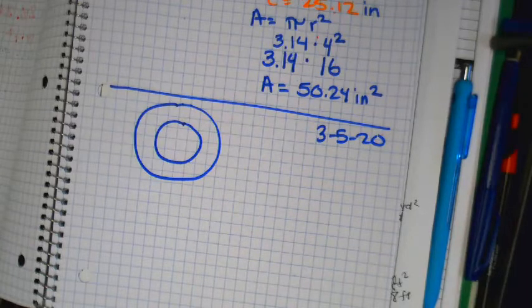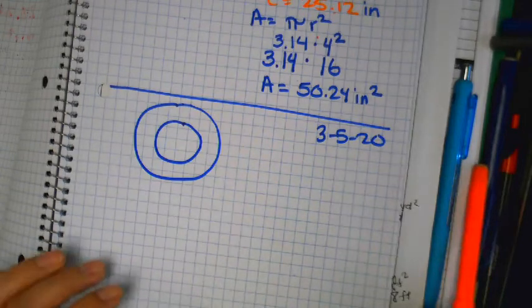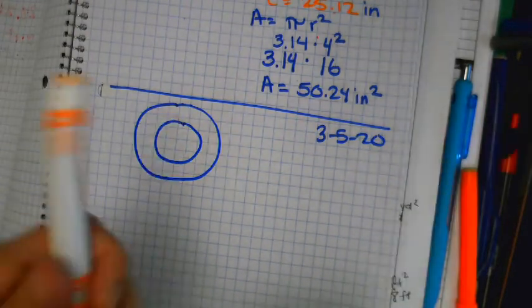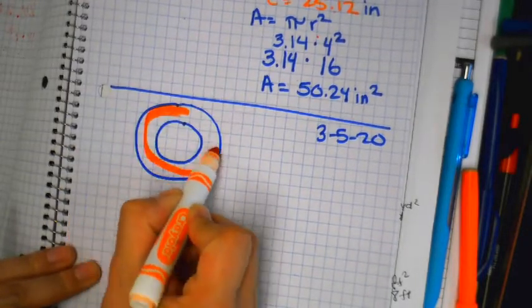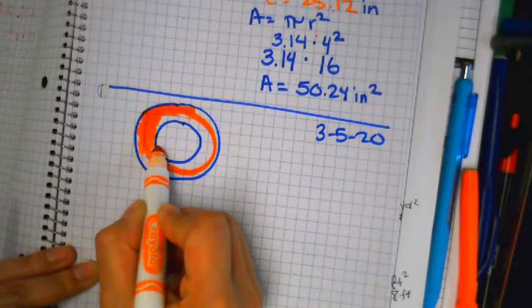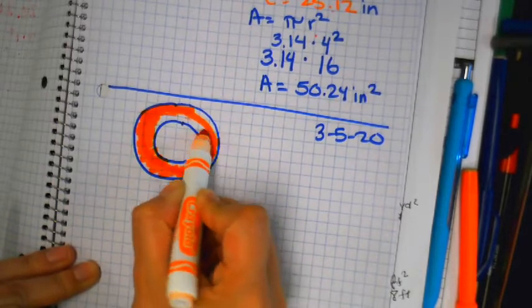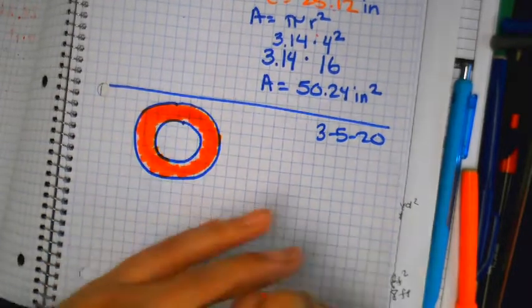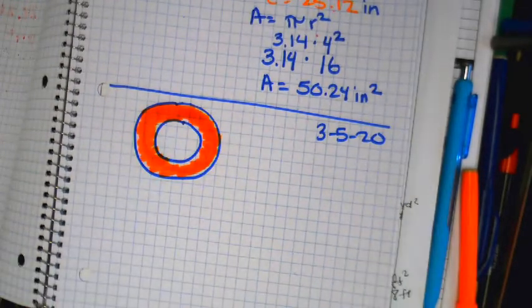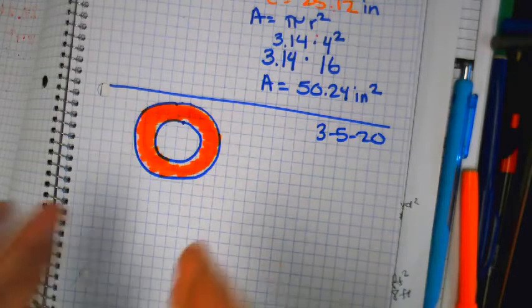All right. Now, let's pretend like this is shaded. You can shade it in with your pencil if you want. Okay. I want to know the area of the shaded part.